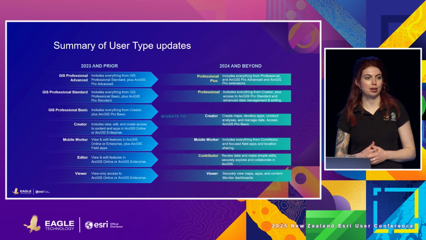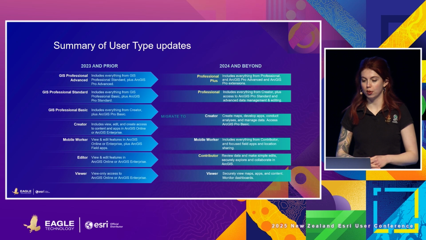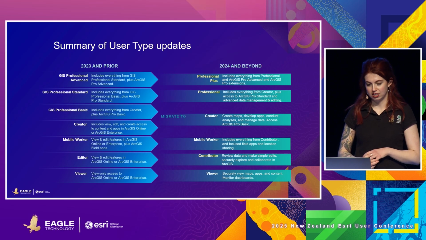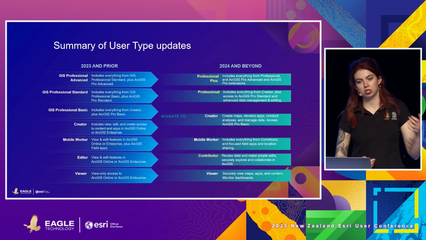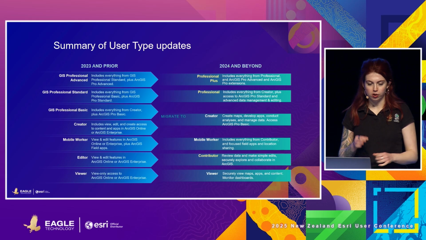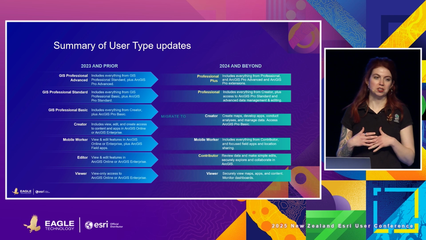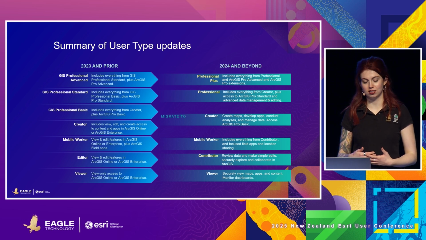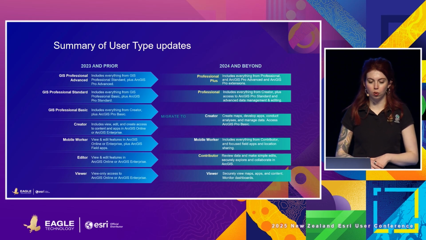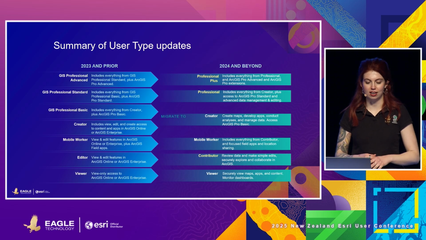For instance, user types changed. That was a big one for 11.4. Instead of editor, we go to contributor. We had our GIS Professional Standard, now it's just called Professional. And the changing of user types wasn't just in name. There were actually added capabilities that came with this. For instance, getting access to ArcGIS Pro before, when you had to have a certain license level to have it, and then being able to have it with a Creator license is really impressive.